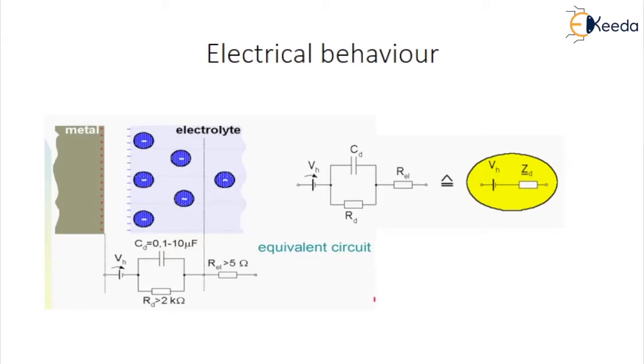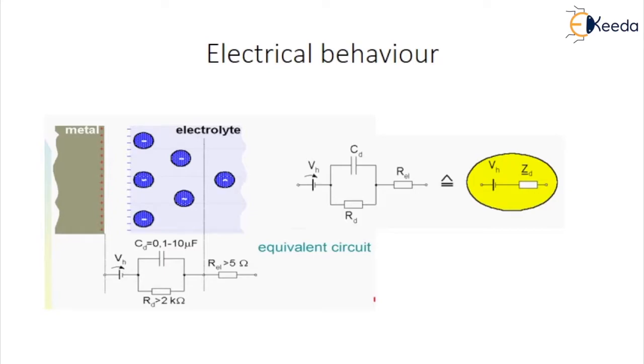In this slide, an equivalent electrical circuit for the electrode and skin interface is shown, where VH is the half cell potential, CD is the capacitance and RD is the resistance of the electrode. REL is the resistance of the element. Together, CD and RD form ZD, so VH is in series with ZD. The total effect of CD and RD is the skin impedance.